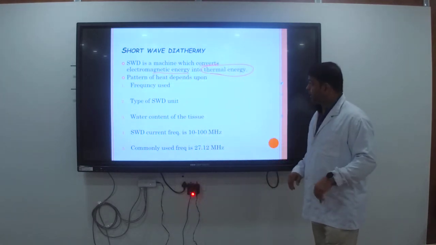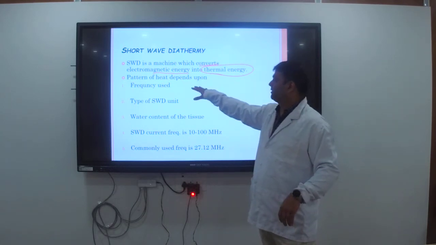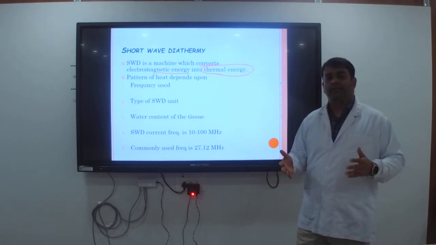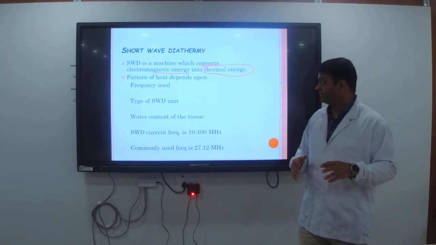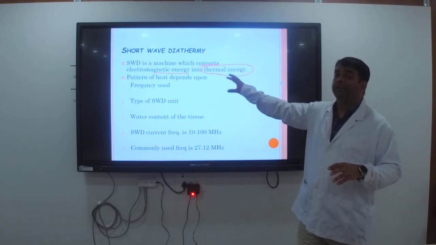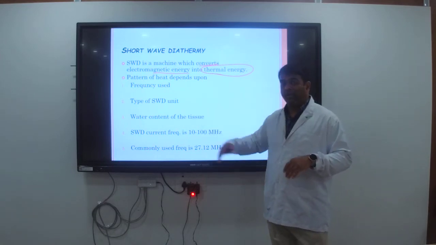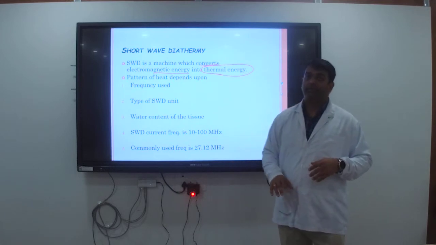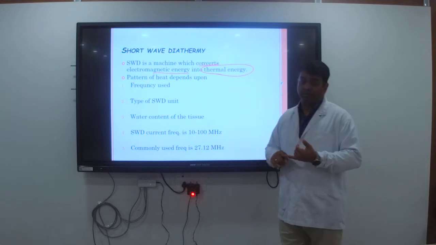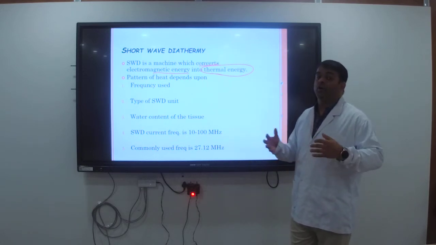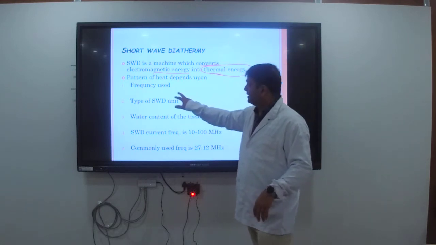You're getting it? Okay. So there are patterns of heat. There is a certain pattern when you place the electrodes for the treatment purpose, a pattern of heat which depends upon certain factors. These are the main factors which help for the treatment purpose. The most important thing is the frequency of the waves used for the treatment. That is the frequency used.